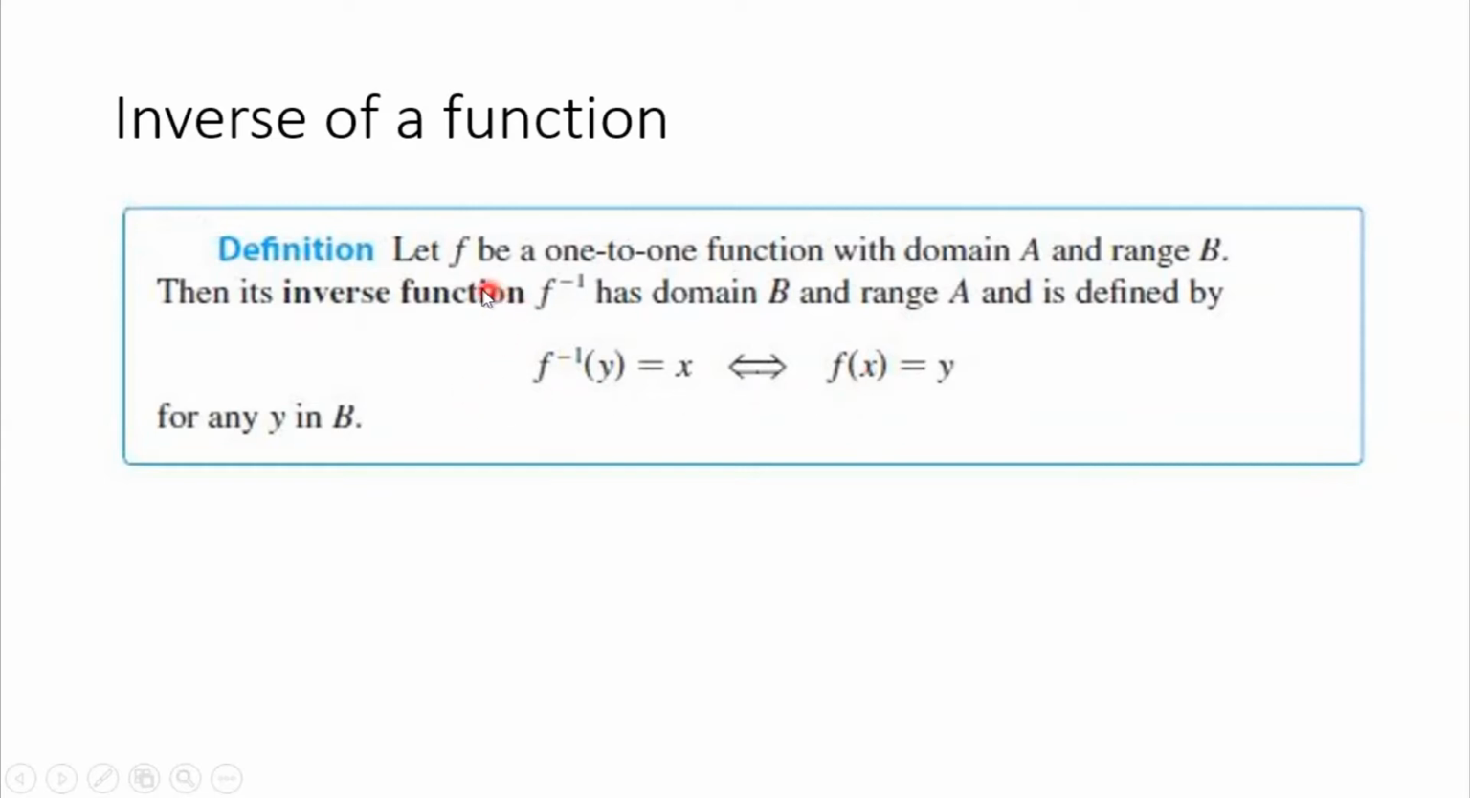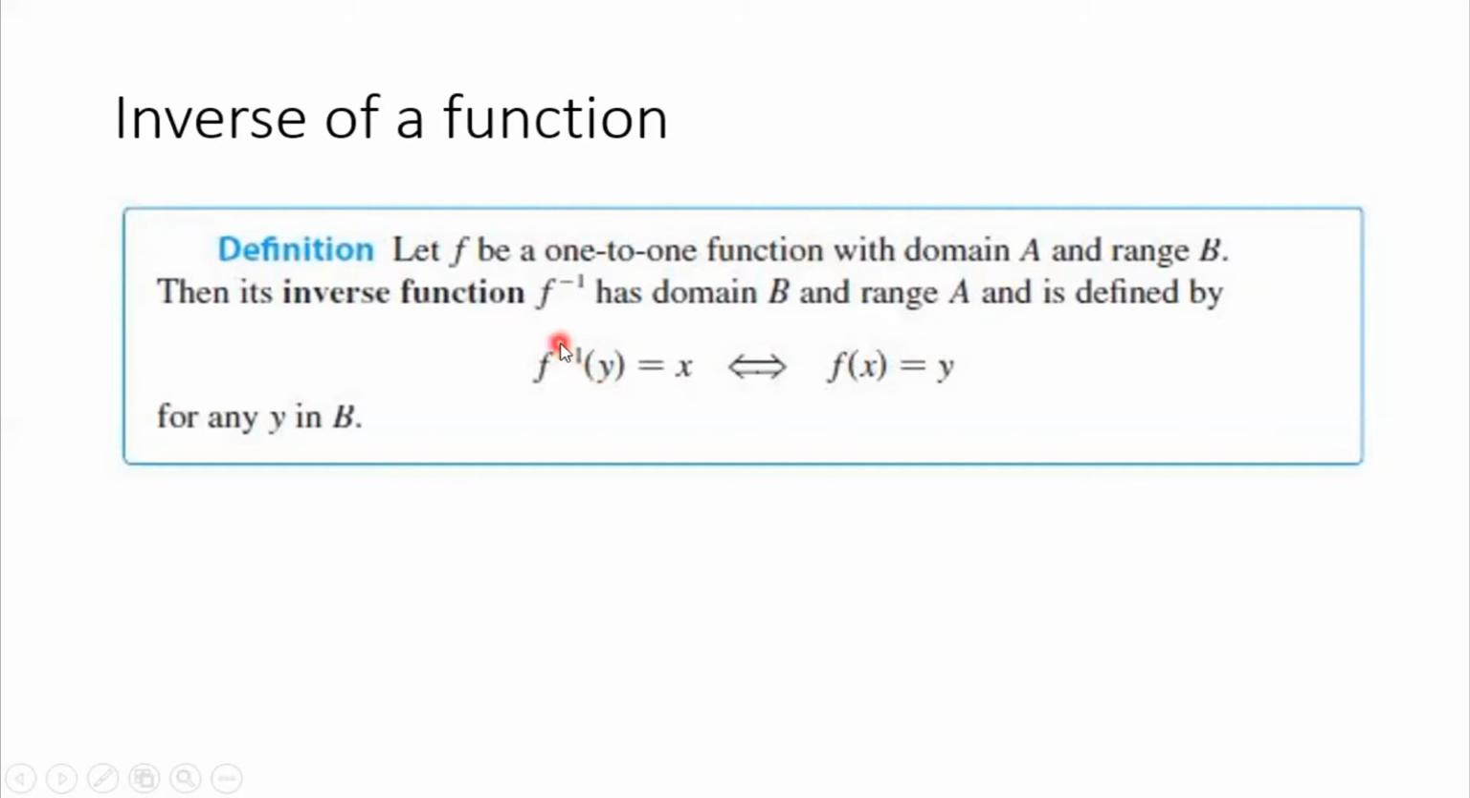So the assumption here is that we are given a one-to-one function. What do we mean by a one-to-one function? This means that no two different elements in the domain have the same element in the range, meaning every distinct element in the domain has exactly one element in the range. Notice also that the inverse function has domain B, which is the range of the given function, and range A, which is the domain of the given function.